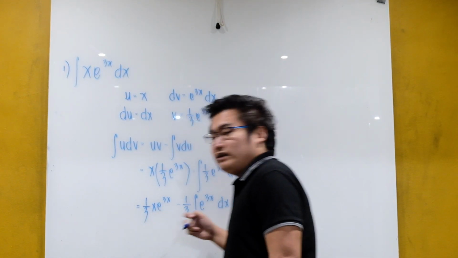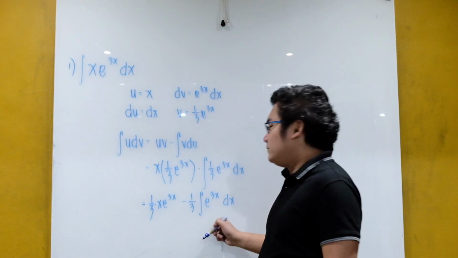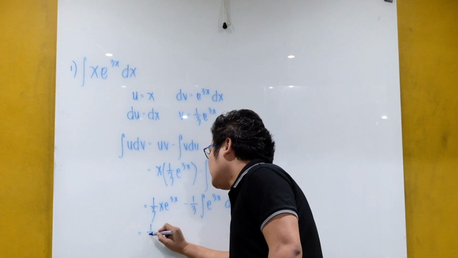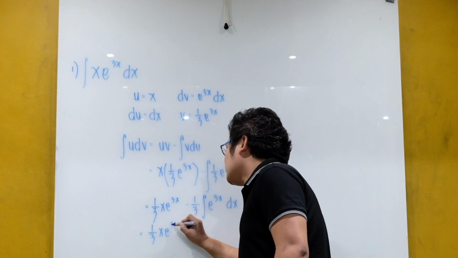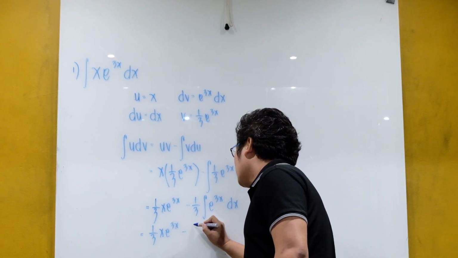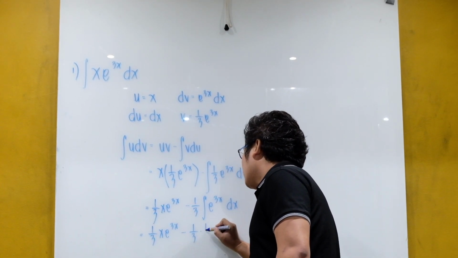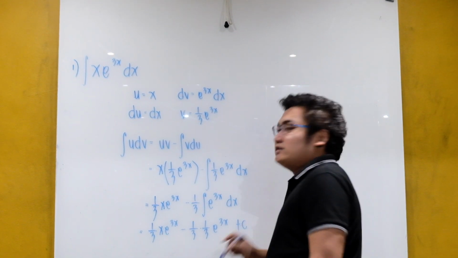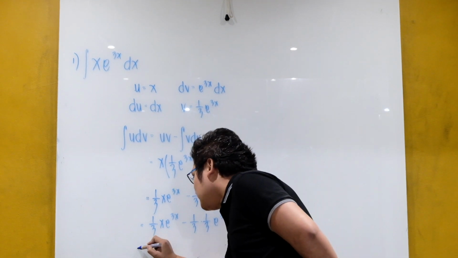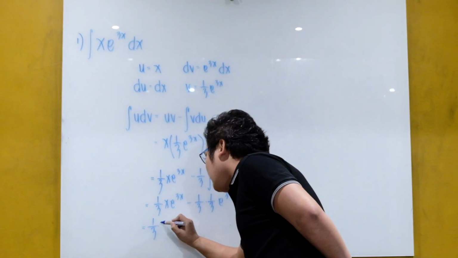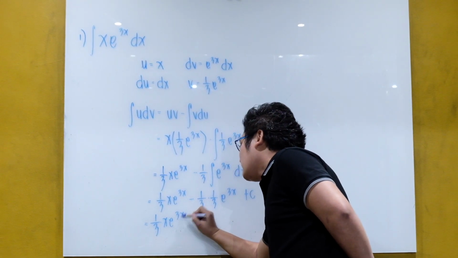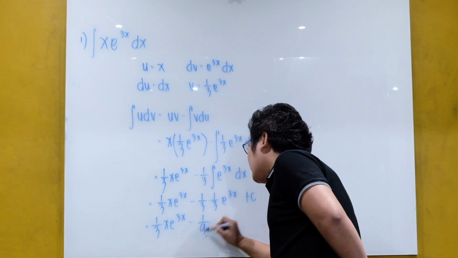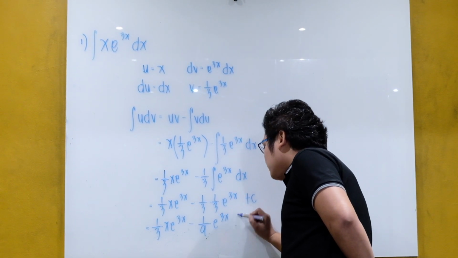So integrating the second term, this will become 1/3 x e raised to 3x minus 1/3 times 1/3 e raised to 3x plus c. Simplifying our equation, this will become 1/3 x e raised to 3x minus 1/9 e raised to 3x plus c.